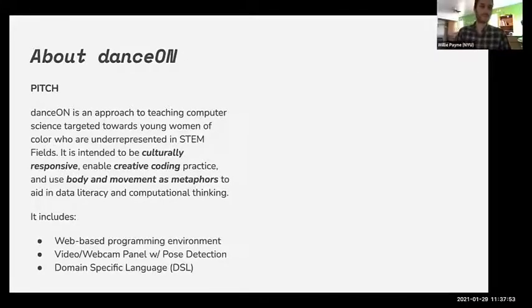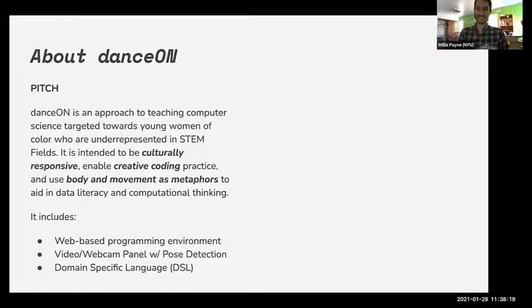Cool. So we're specifically going to talk about Dance On, which is an approach to teaching computer science targeted towards young women of color who are underrepresented in STEM fields. It's intended to be culturally responsive, enable creative coding practice, and use body and movement as metaphors to aid in data literacy and computational thinking. And the tool itself contains three main components.